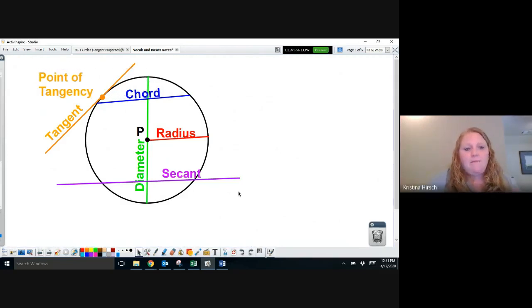Now, the tangent can be a segment or it can be a line. It doesn't really matter. It can either have a start and a stop, or it can continue going forever and ever. All right. So, some things that may help you remember things. Because most of the time, the secant and the tangent are the two that people get mixed up, and the chord.